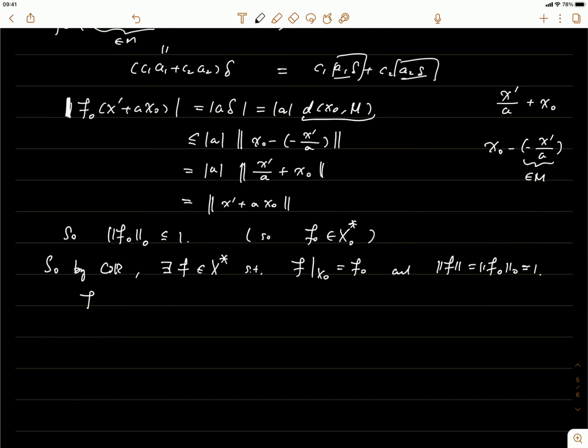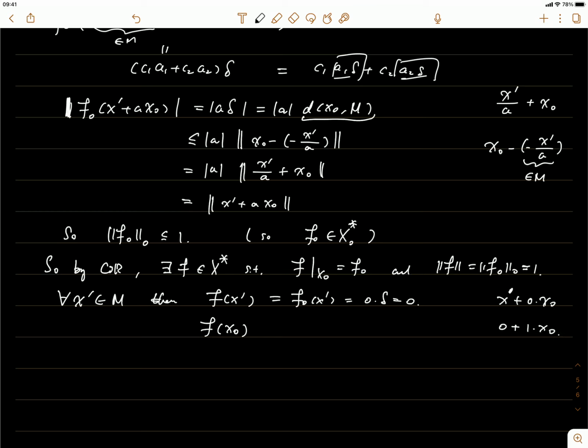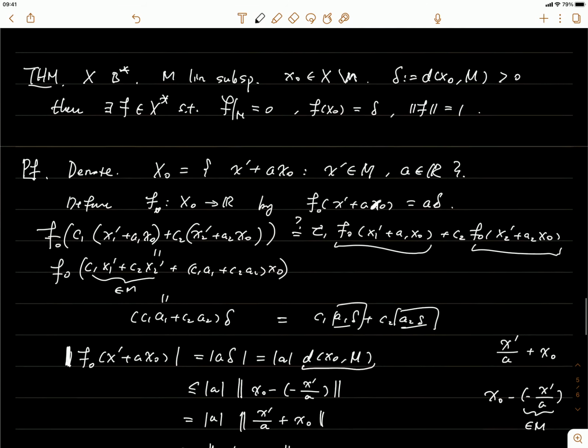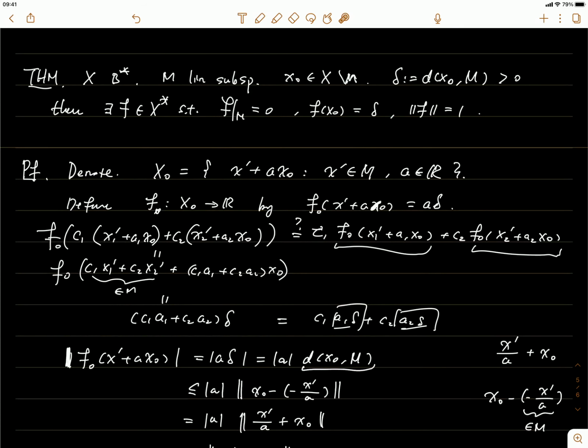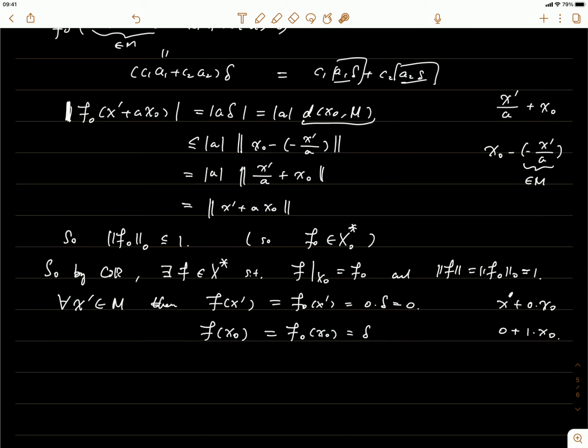So the good thing is that both of these two cases fall into the x naught space. So we know that if x prime is from M, then the f of x prime is equal to f naught of x prime. Okay, but by our definition it is x prime plus 0 times x naught. So this will be definitely 0 times delta, which is 0. So for any x prime in the space M, we know that f of x prime is equal to 0. And also, when we look at f of x naught, this is like 0 plus 1 times x naught. So this is equal to f naught of x naught, and that by definition is equal to delta. So that's how we verified these two. Okay, so now we have all three verified. That completes the proof.